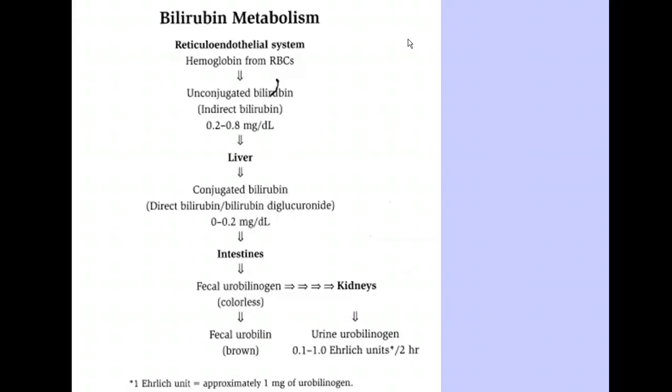This unconjugated bilirubin floating in the bloodstream then makes its way to the liver where it becomes conjugated, also called direct bilirubin. The normal range for that is much lower, 0 to 0.2 milligrams per deciliter. This conjugated bilirubin then makes its way into the intestines through the common bile duct, where it is turned into urobilinogen, which is colorless, and is reabsorbed into the bloodstream and excreted by the kidneys, and we will detect that as urine urobilinogen, or it turns into fecal urobilin, which turns brown, which is why feces is actually brown.